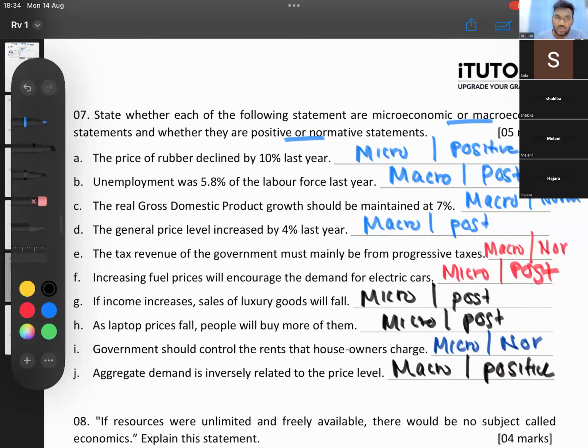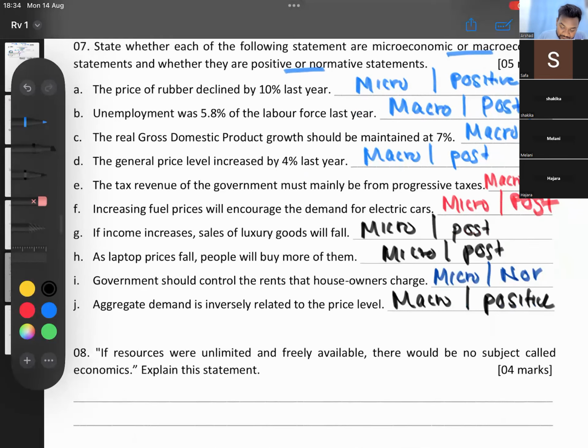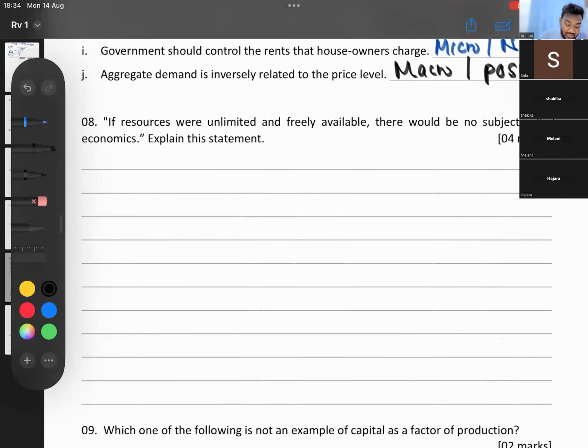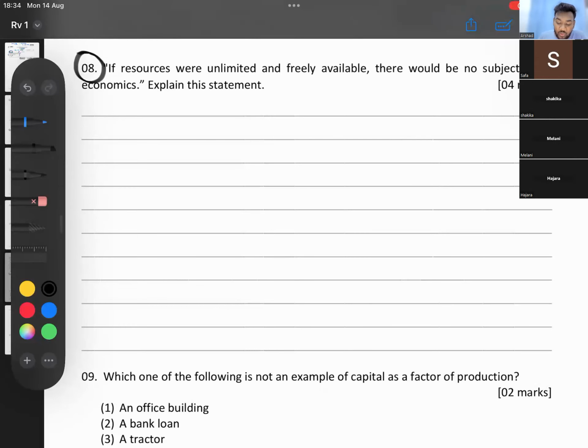Now in A levels, you usually have MCQs. MCQs are very easy, so I made the question a little harder and more confusing. Okay, right. Then this one, guys: if resources were unlimited and freely available, there would be no subject called economics. Explain the statement. Do you all agree with this?